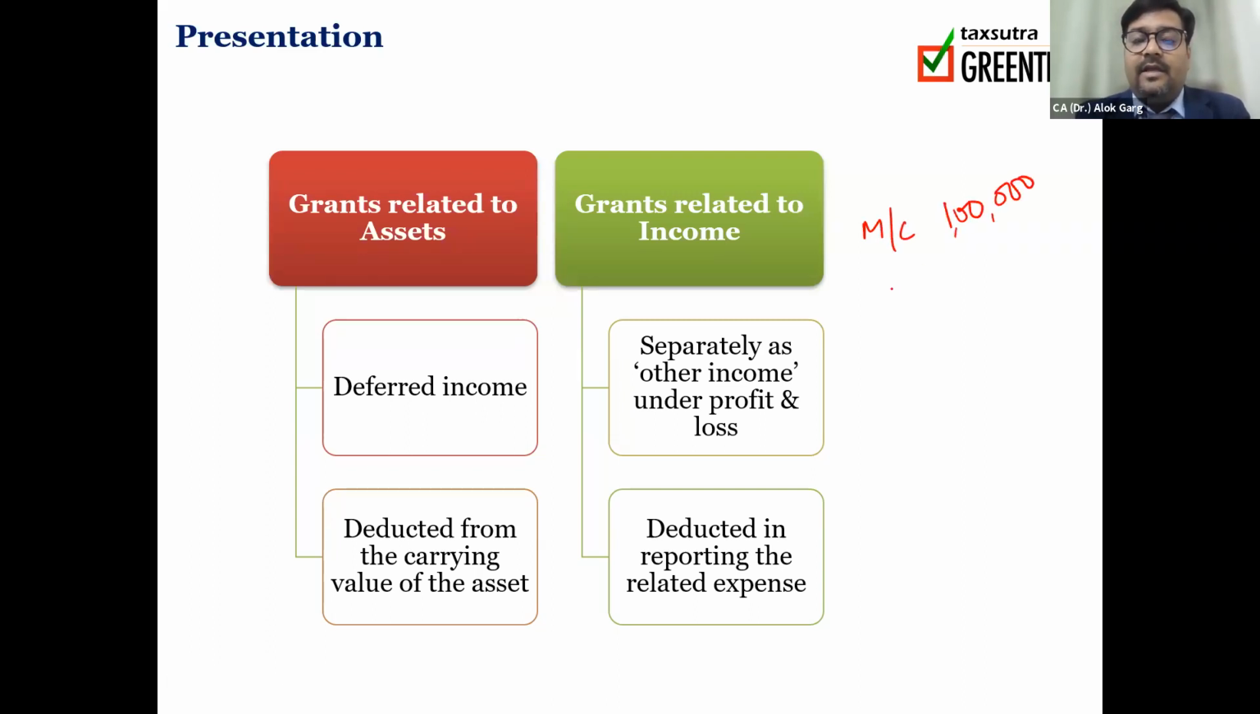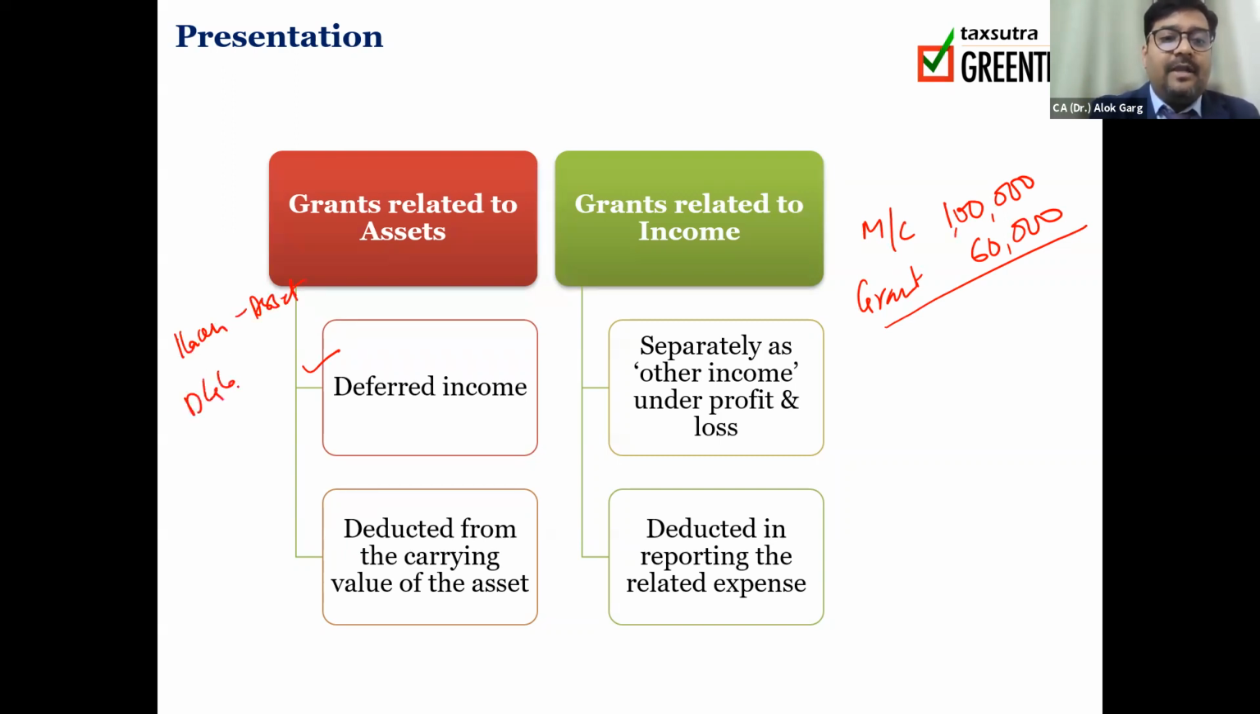And the company has received a grant worth rupees 60,000. There are two probable treatments for this. If going by the deferred income approach, the company can recognize an asset on a gross basis for rupees 1 lakh, and the deferred government grant as a liability for rupees 60,000. For example, the life of the machine is 5 years.